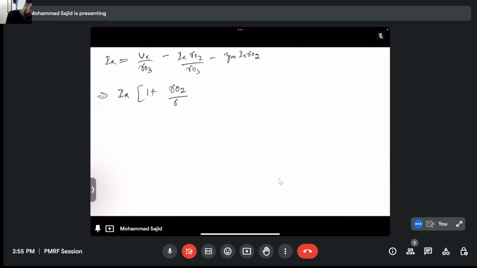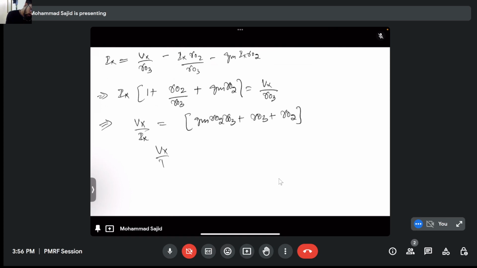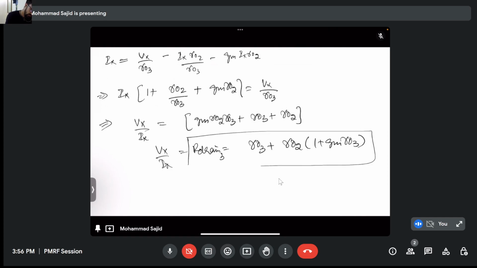Simplify, R of 3 plus gm R of 2 R of 3 is equivalent to Vx by Ix. So this means Vx by Ix is equivalent to gm R of 2 R of 3 plus R of 3 plus R of 2, right? Or let me call it R drain 3, that will be RO3 plus RO2 times 1 plus gm. This will be my output resistance.